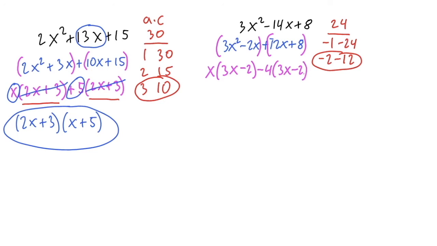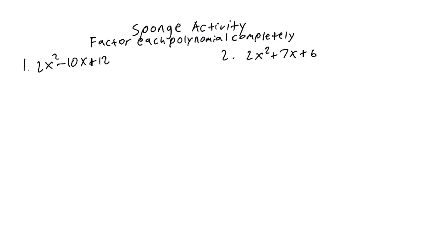And that makes it so we have 3x minus 2 on both of these. If you're ever doing it and you don't end up with exactly the same one in both parentheses, then maybe you went wrong in that sign. Maybe you forgot to pull it out. Maybe you forgot to factor it out of both. So just always make sure to check that. Then we factor out the 3x minus 2, and what's left is everything that's not in parentheses, x minus 4. And as always, you can multiply these out to make sure you did it right, but that is the answer. All right, now time for the sponge activity.